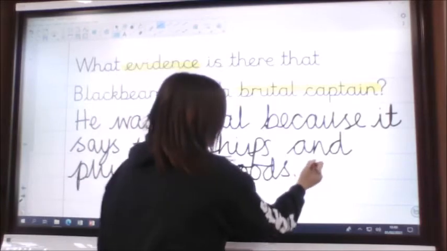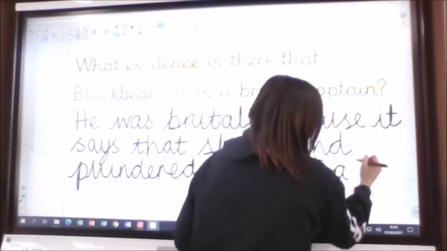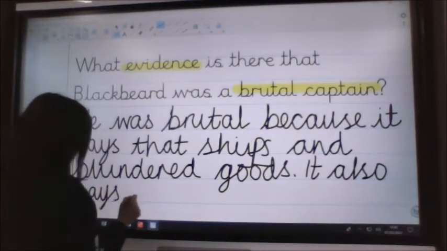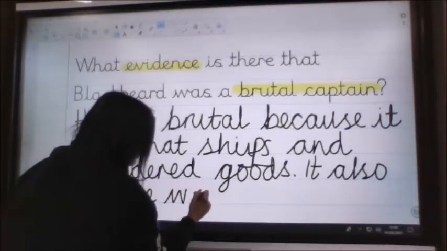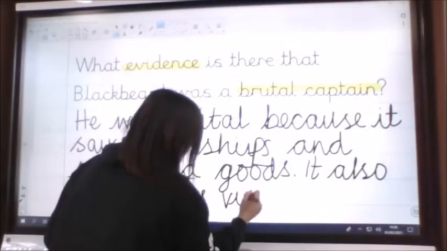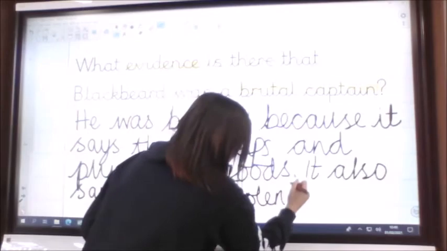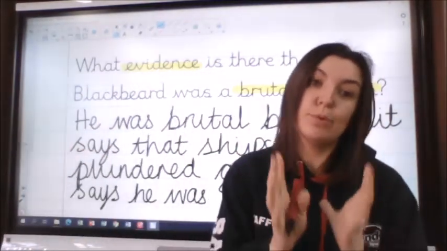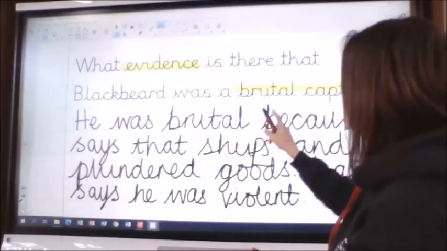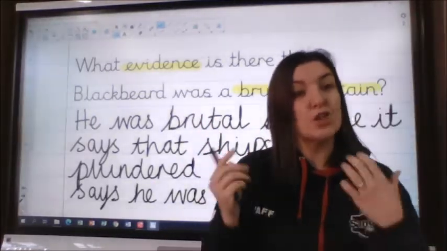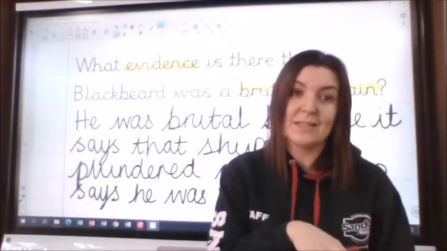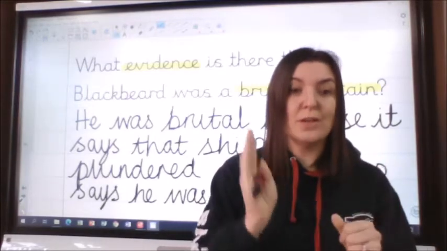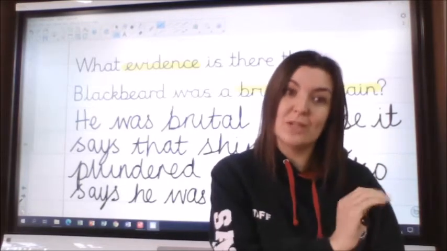Okay, and then I'm going to put, it also says he was violent. Okay, so that's evidence from the text that shows that he is brutal. And I've used that really important phrase, because it says, because that showed that I have used evidence from the text. So that's the second one I wanted to go through with an evidence one. So make sure when you're using an evidence question, you use because it says.